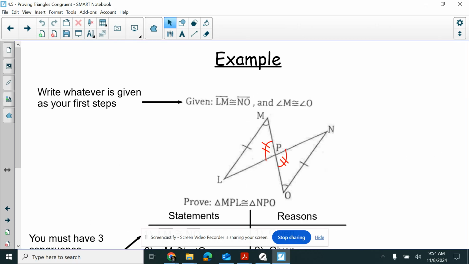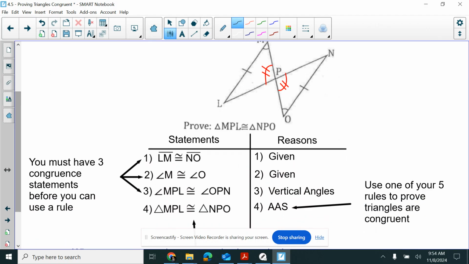So first steps, this is what's given. So those are the first two steps I'm going to write down. Whatever I just wrote down, that's given. So right there, now you write given as the reason. So in a proof, every single time you write something down, there has to be a reason for it.